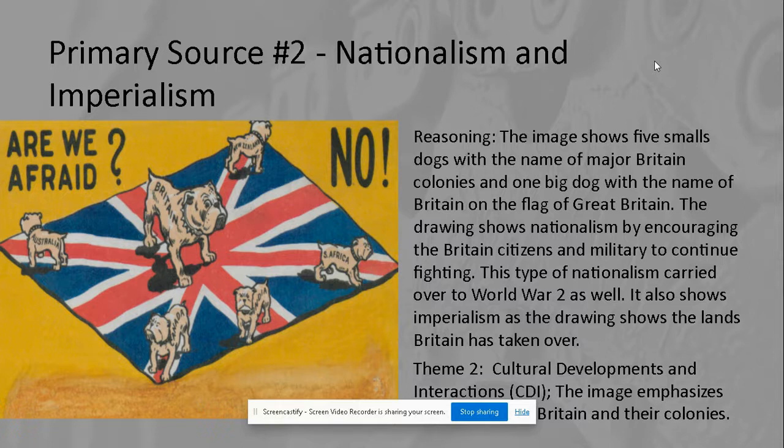This type of nationalism carried over to World War II as well. The drawing shows nationalism by encouraging the British citizens and military to continue fighting. It shows imperialism as the drawing shows the lands Britain has taken over. This is related to cultural developments and interactions of theme 2.